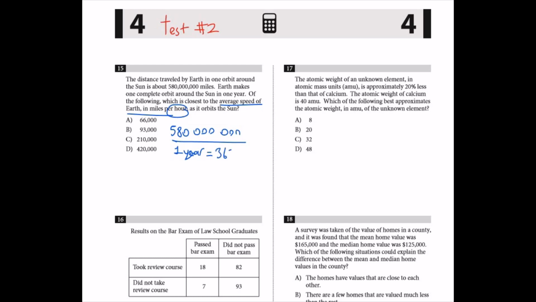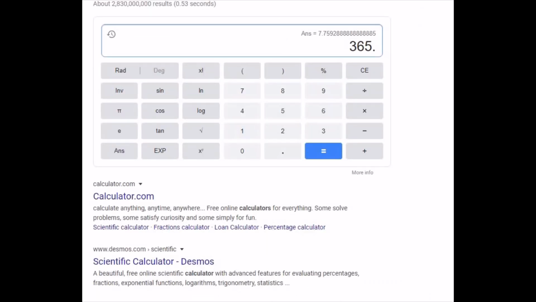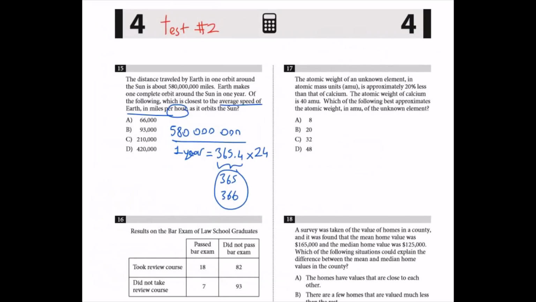We know that 1 year is 365.4 days. You can also take it as 365 or 366 because the answers are not so close to each other. And 1 day is 24 hours, so if I multiply the number of days by the number of hours in a day, I convert 1 whole year into hours. So let's go to the calculator. 365.4 times 24 is 8,769.6. Now I'm going to divide 580 million, I think 1 zero is extra, yes, divided by 8,769.6, we're going to obtain 66,000 roughly. So that's the answer.